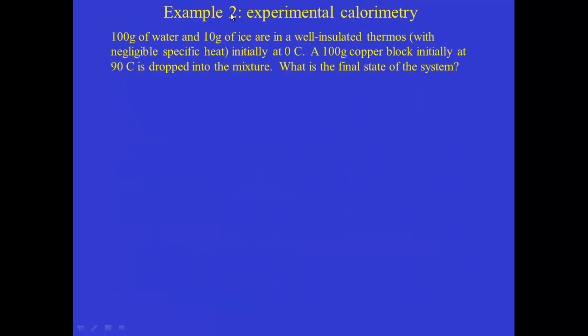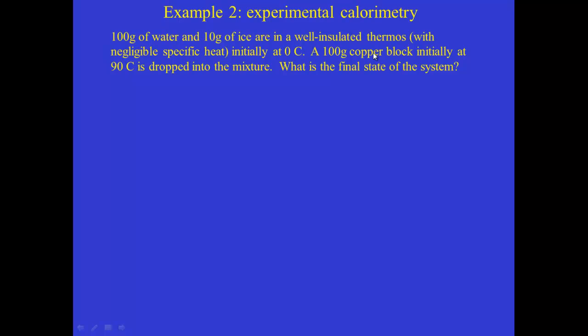Here's another example, and this one potentially involves changes in phase. 100 grams of water and 10 grams of ice are in a well-insulated thermos, initially at 0°C. One of the things that you'll see in the textbook, an experimental observation, is that when you have a liquid and a solid form of the same substance that coexist, as in this problem, 100 grams of water and 10 grams of ice, they must coexist at the phase change temperature if they are really in equilibrium. So the only way this can happen in equilibrium is if the ice and the water are both at 0 degrees, because that is the melting point for ice.